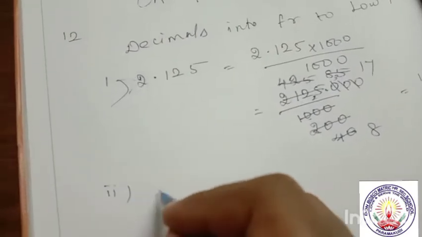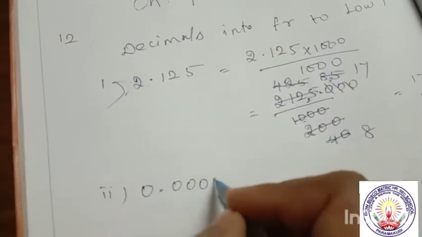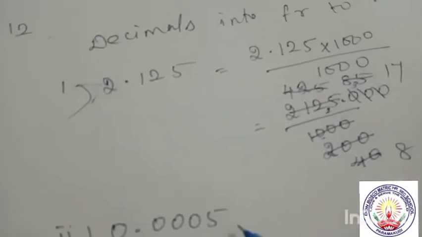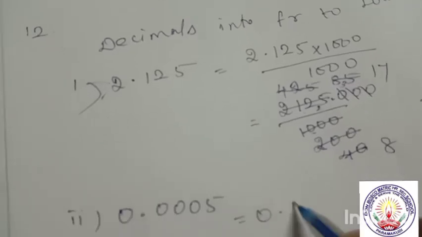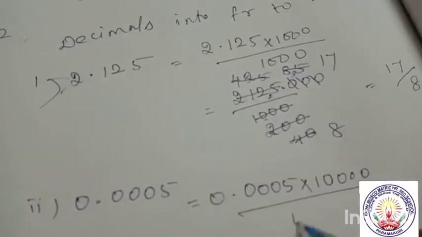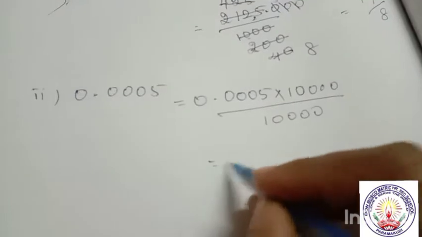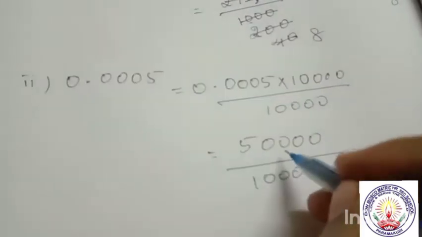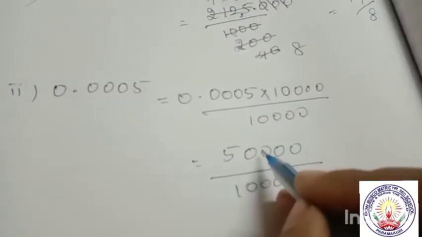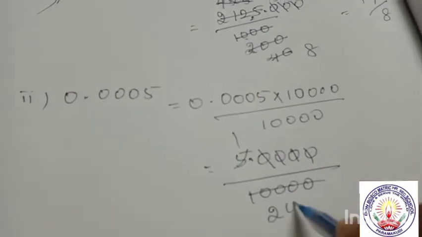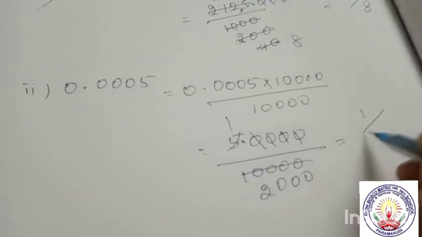Second one, 0.0005. How many digits? 1, 2, 3, 4. 4 means multiply and divide by 10,000. So 5 over 10,000. Cancel. 1 5 is 5. 2 5s are 10. So the simplest form is 1 divided by 2000.